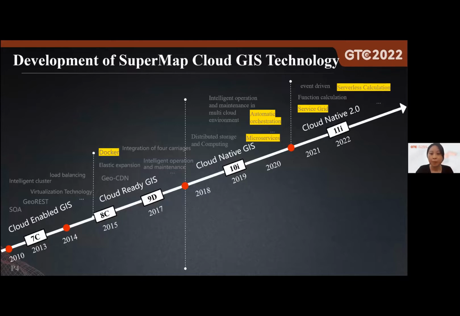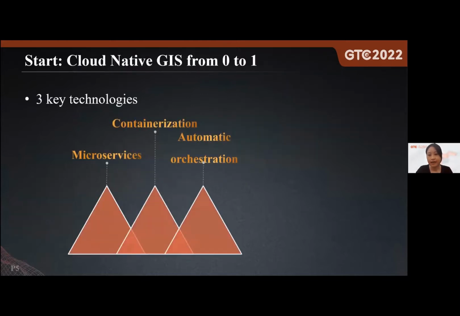The initial stage of cloud-native GIS from 0 to 1 includes 3 key technologies: microservices of GIS capabilities, containerization of GIS deployment, and automation of orchestration of multiple GIS containers. This is our cloud native GIS 1.0 phase.